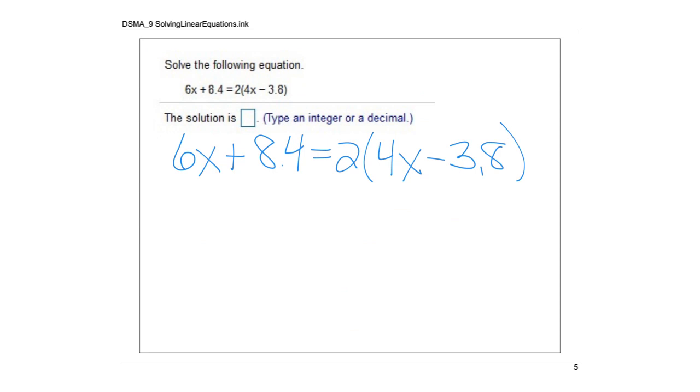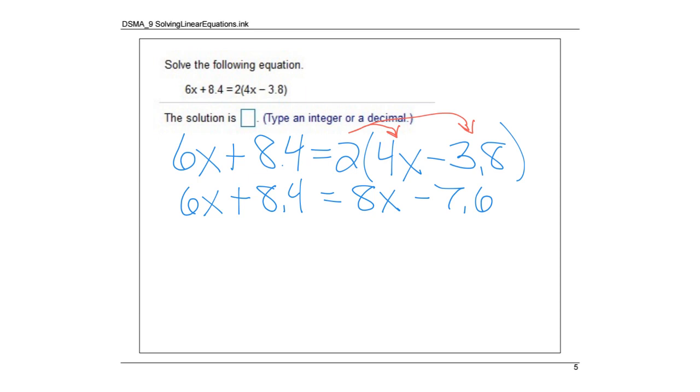All right, so this doesn't look pretty because there's decimals and all kinds of things going on, but we know the steps, so we can work our way through this. Let's look on the left-hand side first. It doesn't look like we can do anything. We have a 6x, so we have a variable, and then we have a constant, 8.4, so we cannot combine those. Now on the right-hand side, there's nothing we can do inside the parentheses because we have a variable and a number. However, we do need to distribute that to multiply 2 times 4x and 2 times negative 3.8 so that we can get rid of our parentheses.